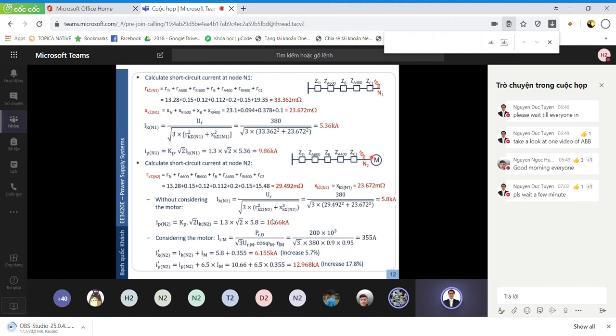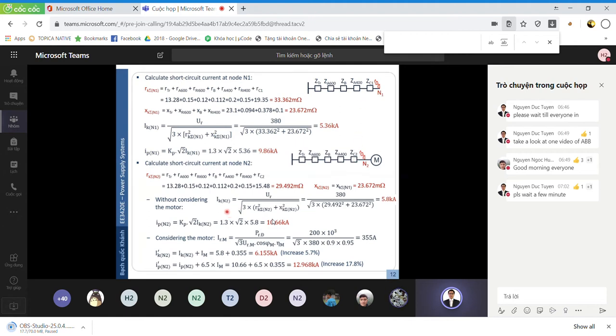So the second is to consider the motor current, right? Yes. So we need to conduct a similar procedure, but we need to consider the current from the motor, right? Using the equation. The difference here is the impedance of the motor and cable number two versus cable number one, but the previous values are similar, right? Only the two are different here.